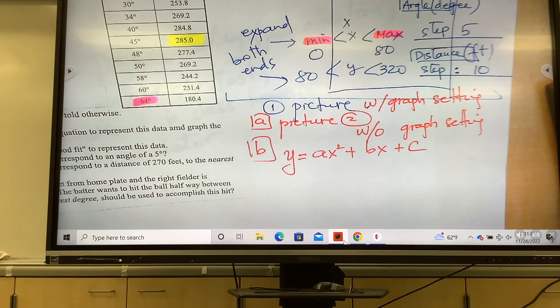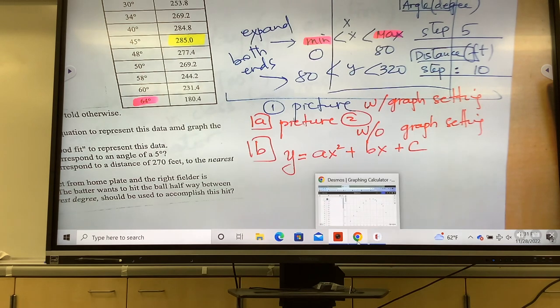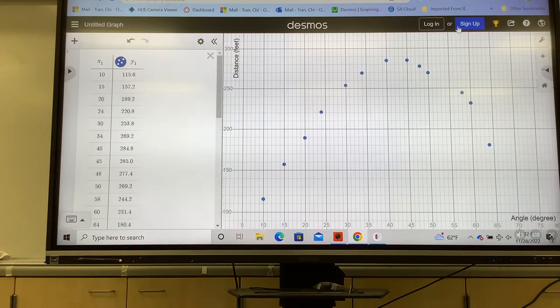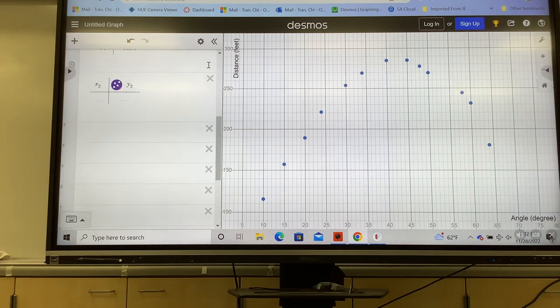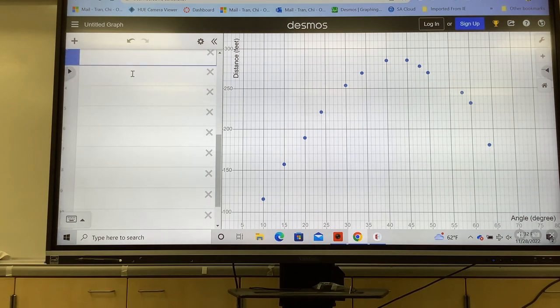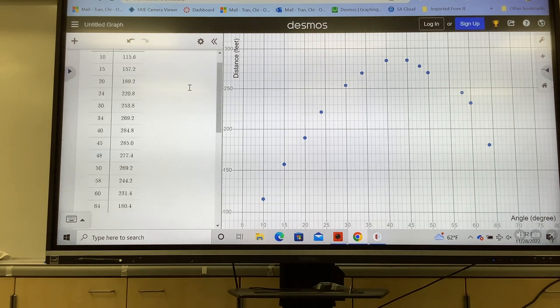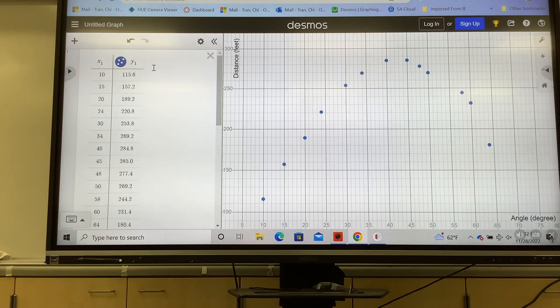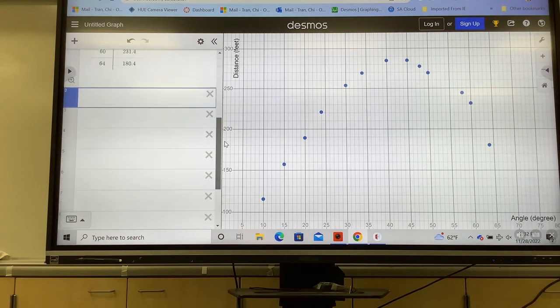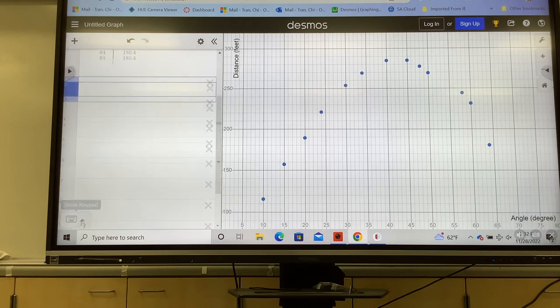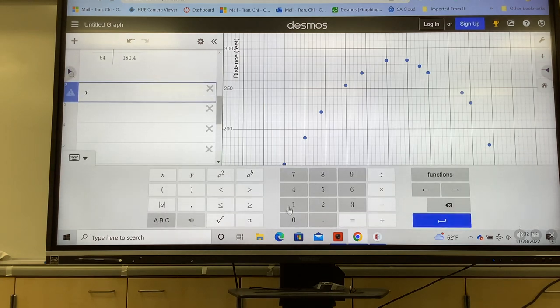Go back to Desmos. So I'm going to go back here. This is where we go first. Please look up here. Watch. Right here, you're going to put in y, because this table, they name it x1, y1. So we're going to use exactly y1. So click here, y1.